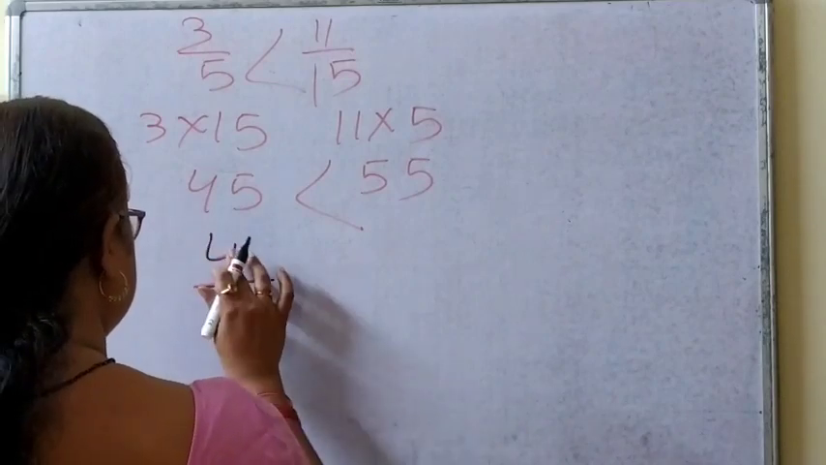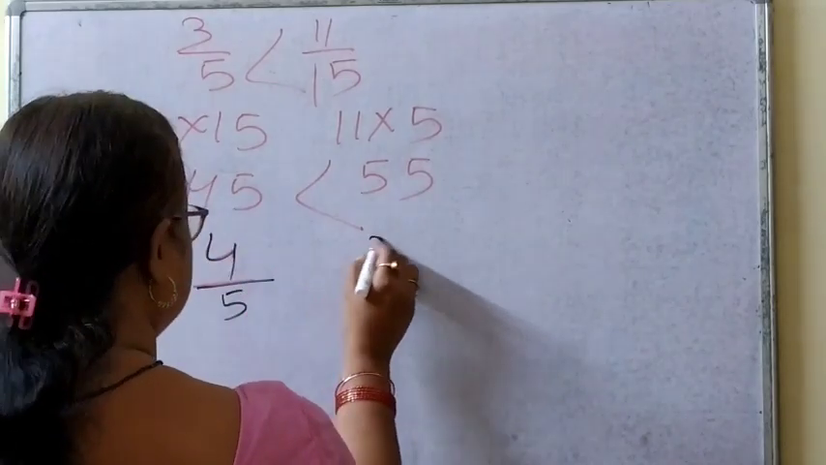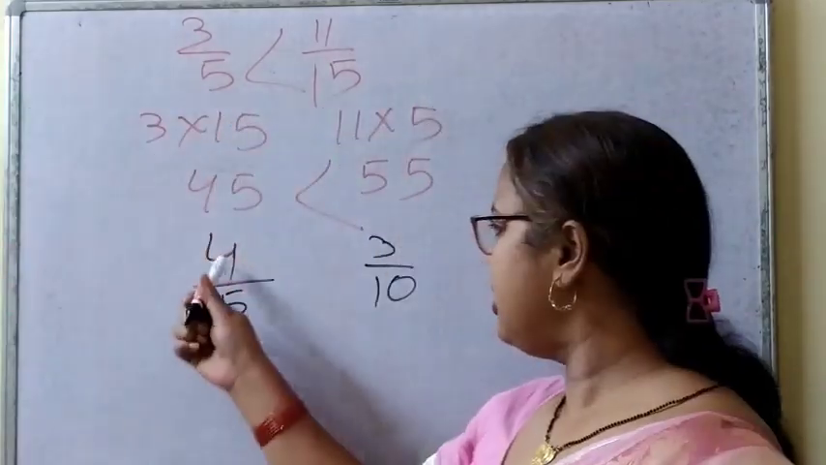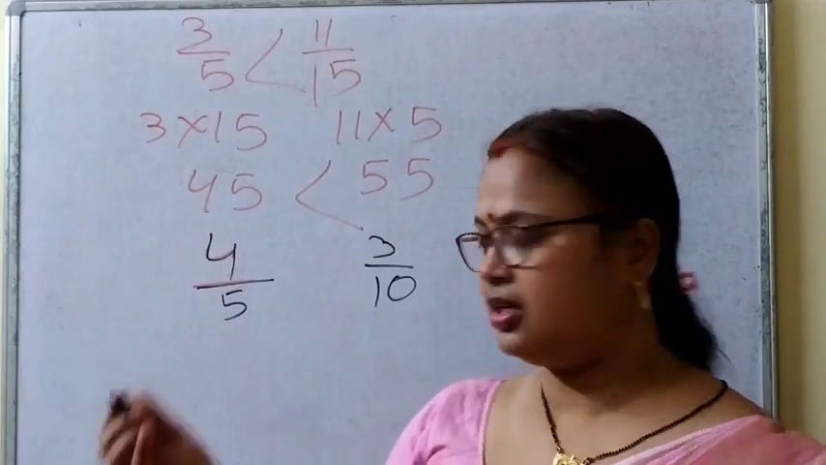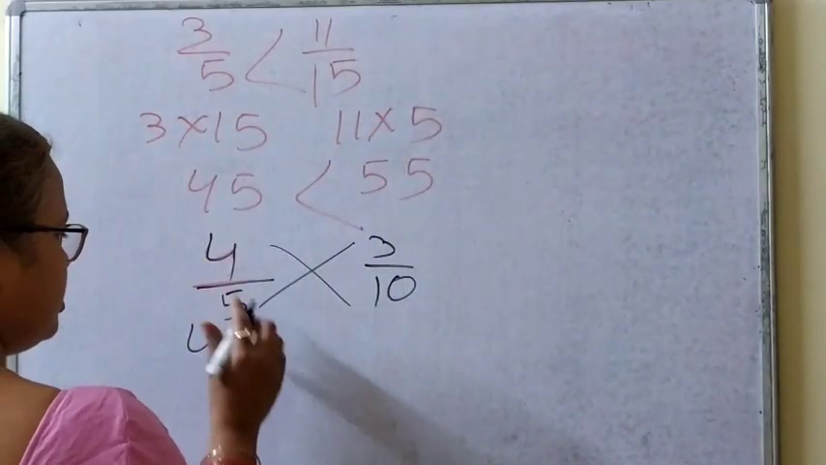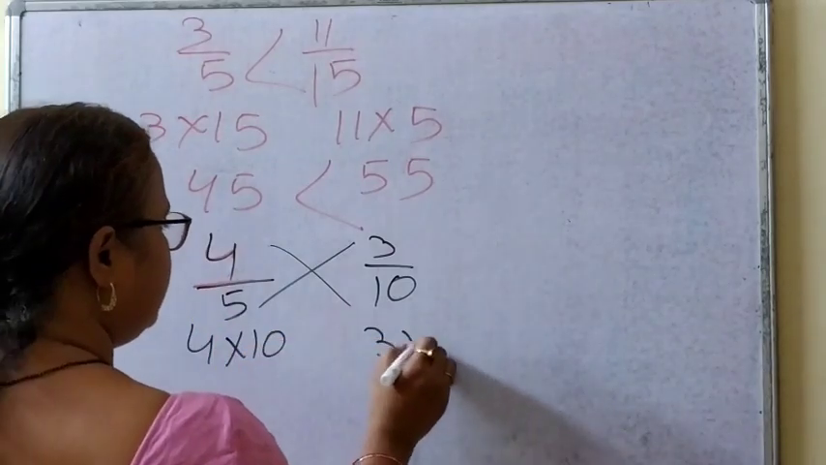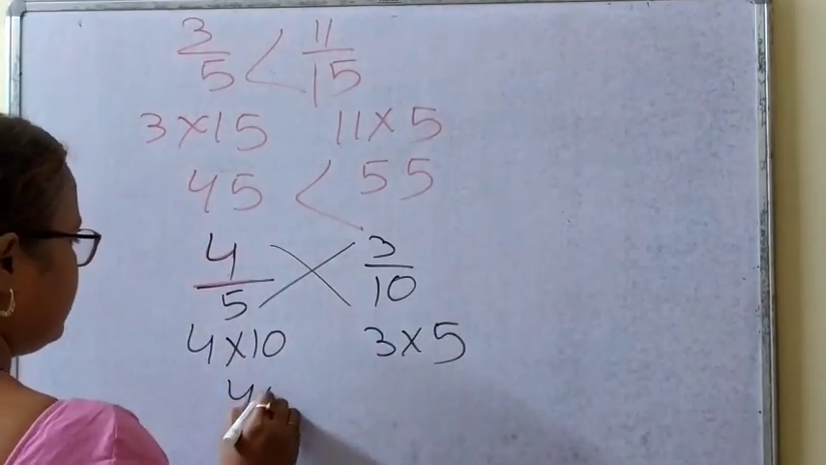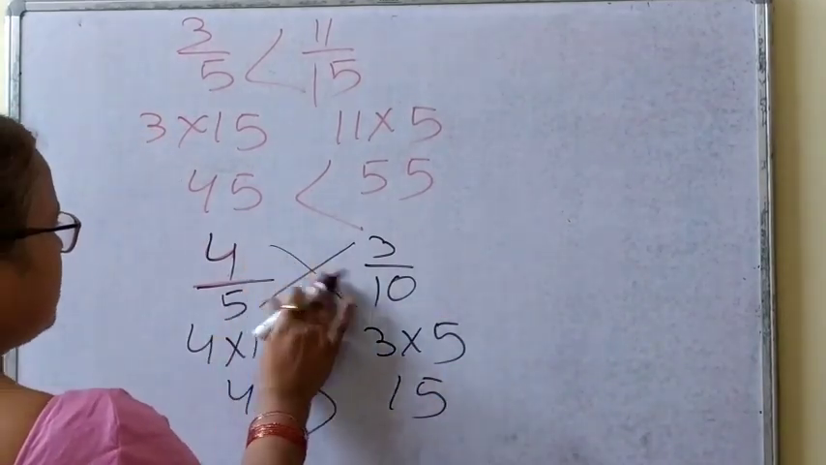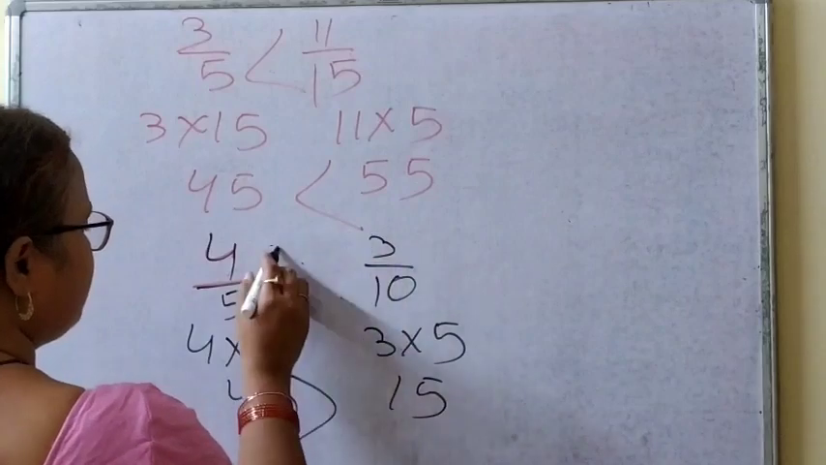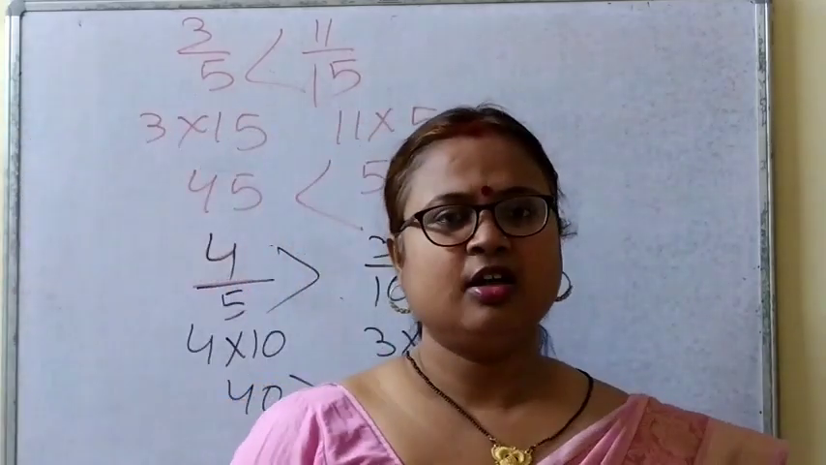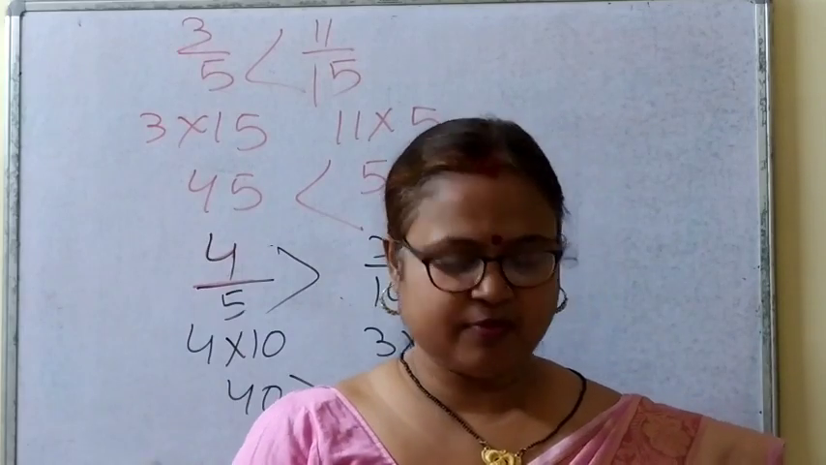4 by 5 and 3 by 10. Which one is greater here? Again, cross multiplication. Clear? So always we write the numerator first. So 4 into 10 and here 3 into 5. So 4 into 10 is 40 and 3 into 5 is 15. This one is greater. So what we can say here? That 4 by 5 is greater than 3 by 10. Clear? So like this you can answer very fast.